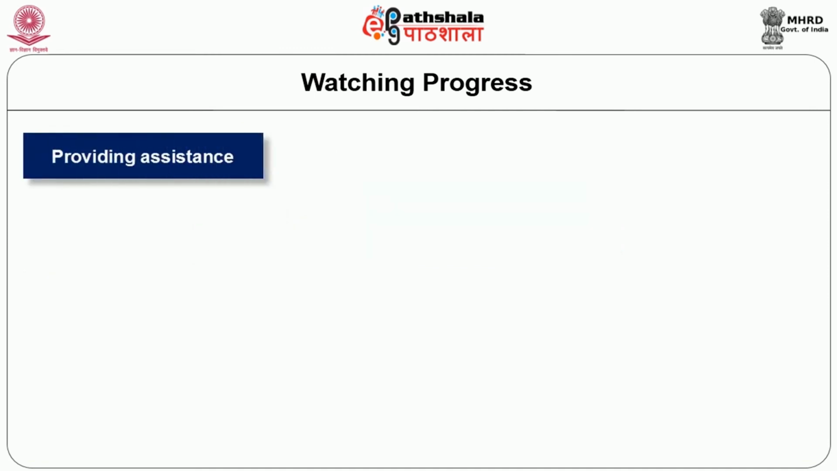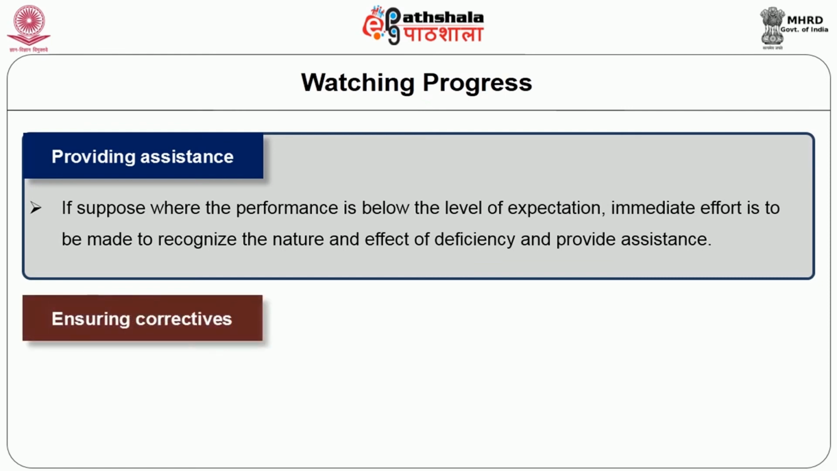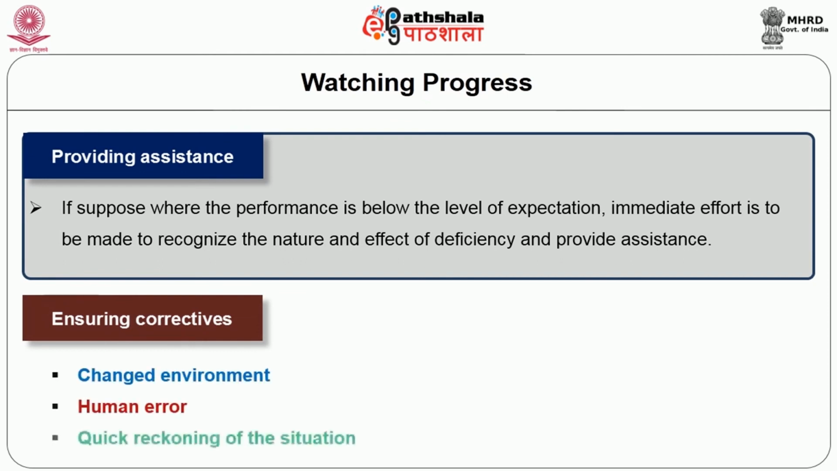Next point is providing assistance. Suppose the performance is below the level of expectation, immediate effort is to be made to recognize the nature and effect of the deficiency and provide assistance. Ensure correctiveness. If there are lapses of some sort, either due to a changed environment or due to human error, a quick reckoning of the situation should be done to introduce appropriate correctives wherever possible.